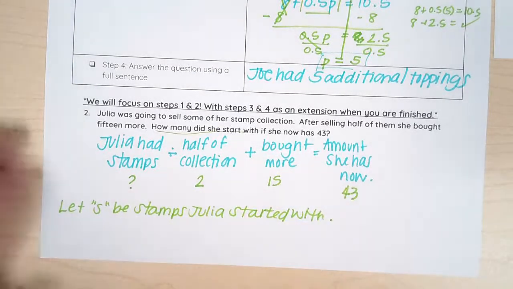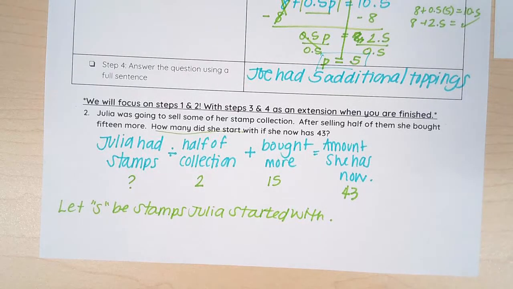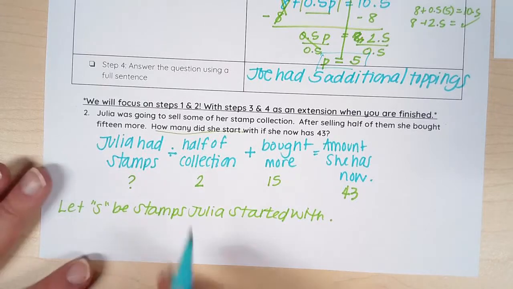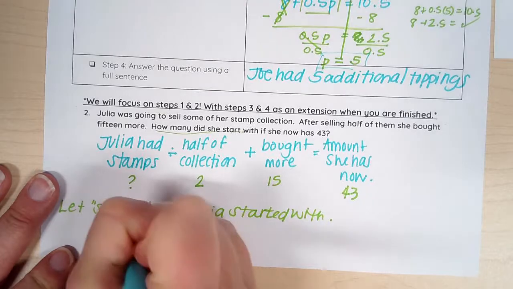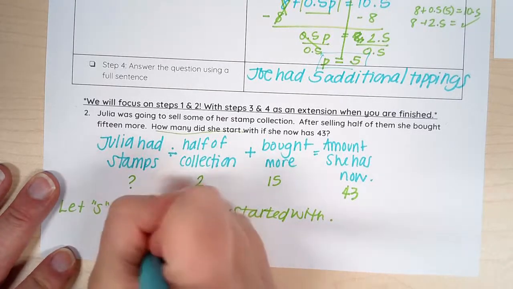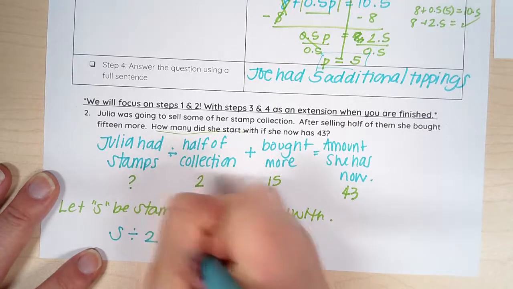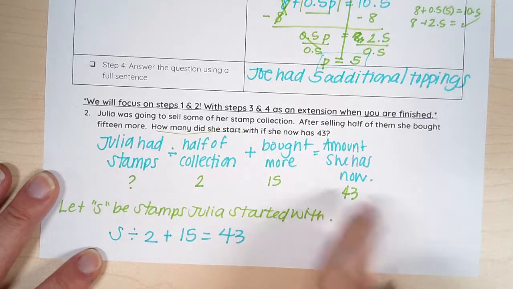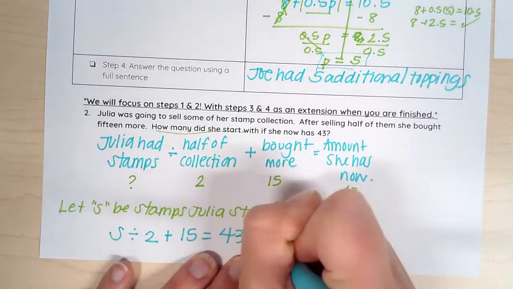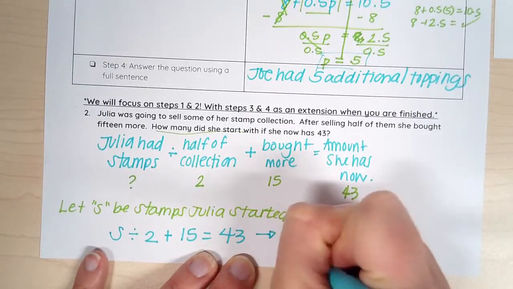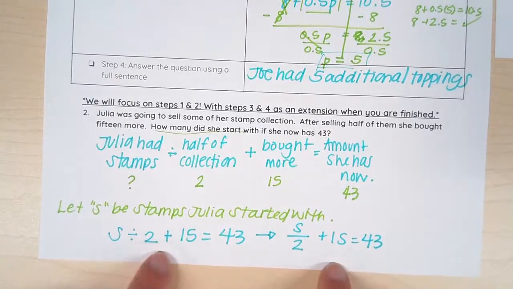Then I will go ahead and take this and turn it into my mathematical equation. So I say, okay, Julia had stamps. Well, I don't know what that is. So that's S divided by 2 plus 15 equals 43. A more appropriate way, the more common way that we would see this would be S over 2 plus 15 equals 43, although both options are okay.